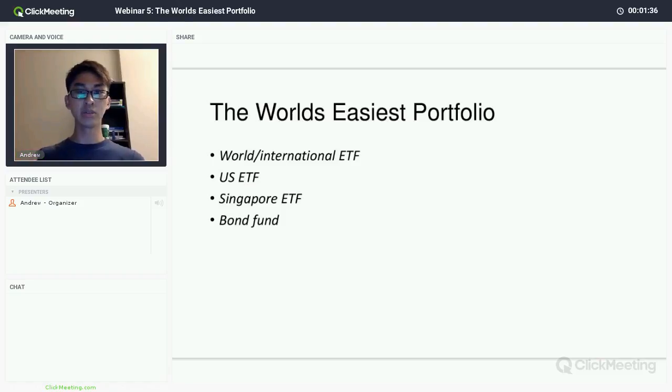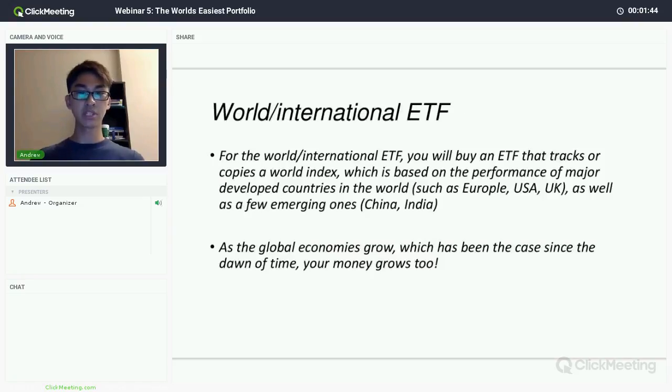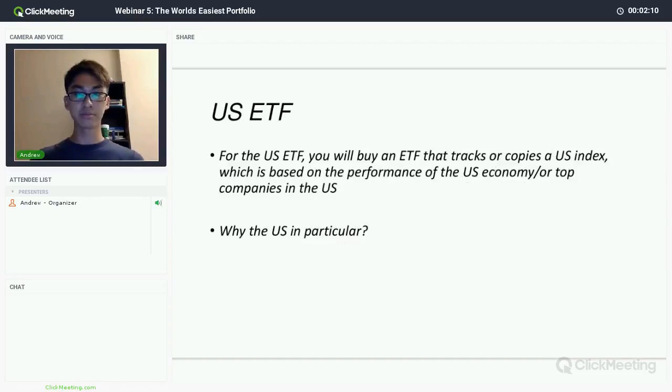So let's dive right into each individual component and why we must buy each of them. The first is a world ETF. For the world ETF, you'll buy an ETF that tracks or copies a world index, which follows the performance of major developed countries in the world, such as Europe, US and UK, as well as a few emerging economies such as China and India. As the global economy grows, which has been the case since the dawn of time, your money grows too, and your ETF increases in value.